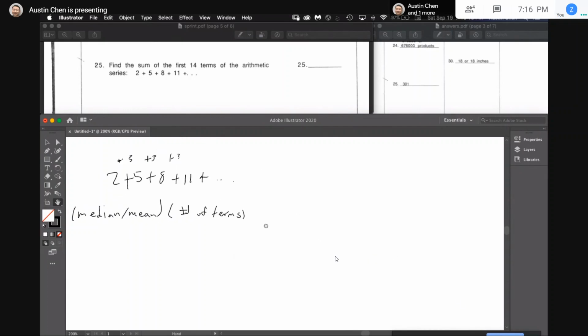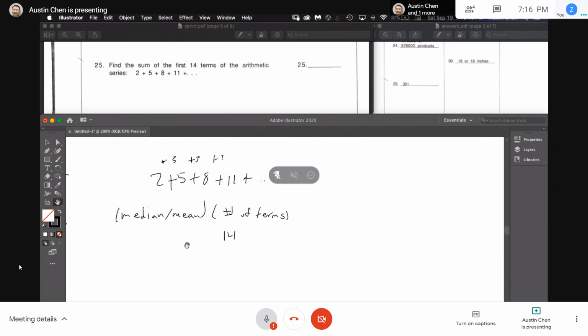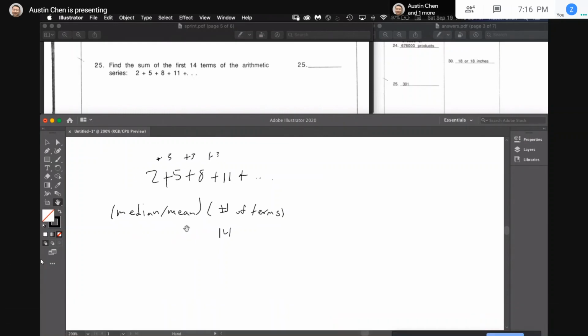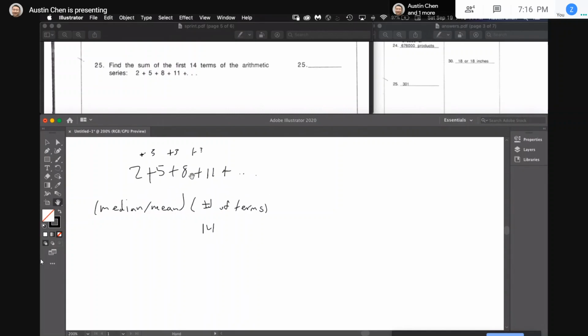The number of terms is pretty easy. It tells us it's 14 terms, and then we need to find the median or mean. To find it, we can take the last number of the sequence and average it with the first number in the sequence. So if we find the last number in the sequence, we can get this. How we can do that is by using this common constant adding thing here.